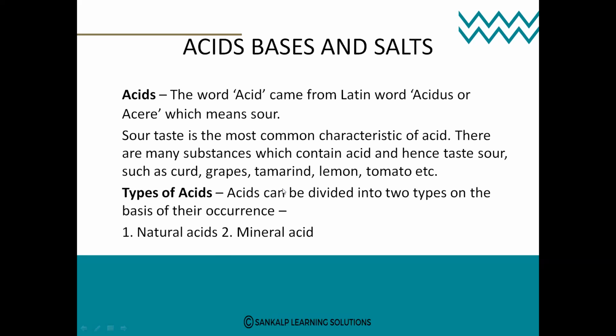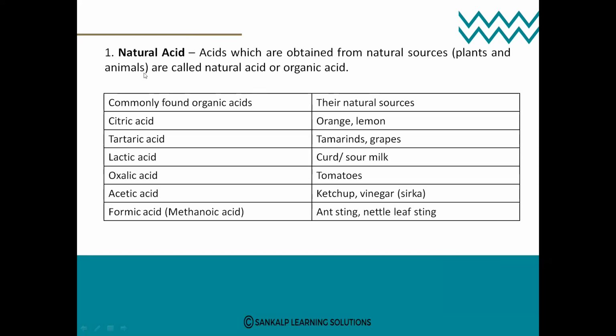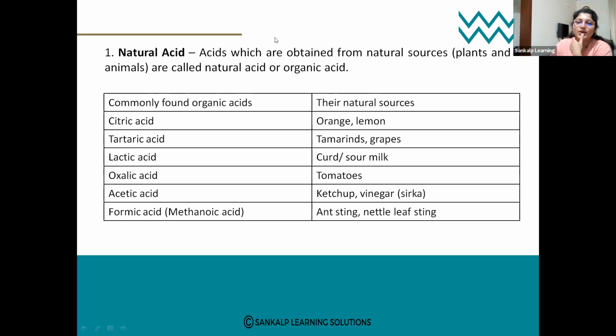So what are natural acids? These acids are obtained from natural sources like plants and animals. So they are called natural acids or organic acids. They are not man-made, they are obtained naturally. Since these acids are obtained from natural sources, they are called natural or organic acids.